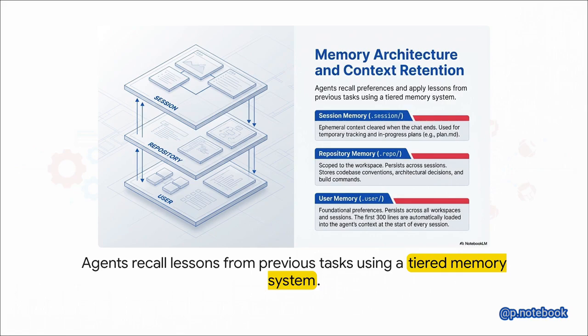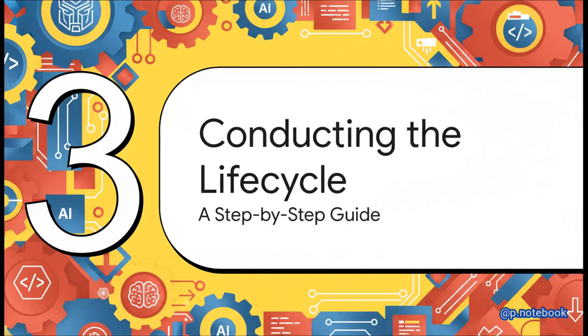Then you've got repository memory. This one sticks around. It remembers things about your specific project, your coding style, your architecture, so it doesn't have to keep relearning the rules. And finally, there's user memory. This is the foundation. It holds your personal preferences, making sure the AI feels like your assistant, no matter what project you're on. Okay, that's enough theory for now.